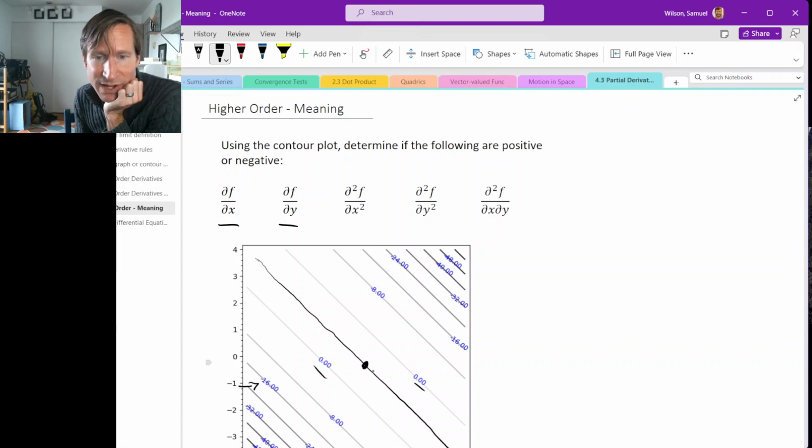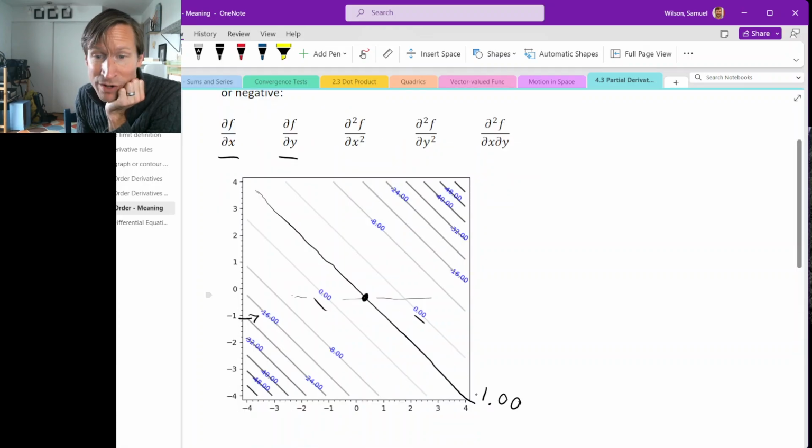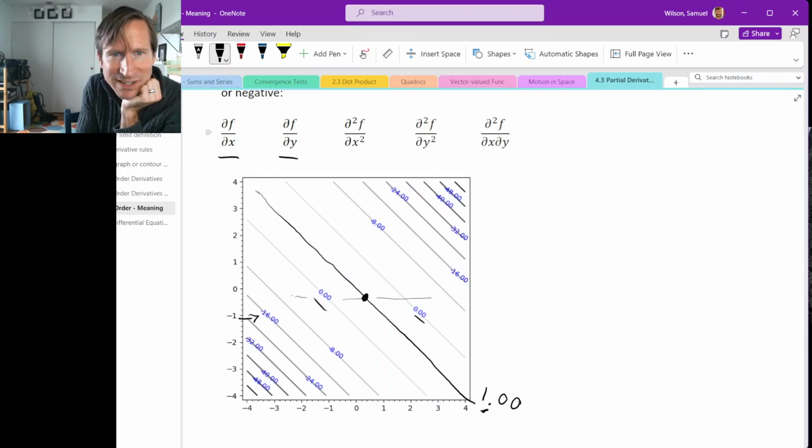So going in the x direction, like this, we're actually at a high spot, right? Because to the left of us is the 0 contour, to the right of us is the 0 contour, and we are on the 1 contour. And so that means we're on a high spot moving in the x direction. And for a high spot, the slope of the tangent line is 0. So it seems like this one actually isn't positive or negative, it's 0.